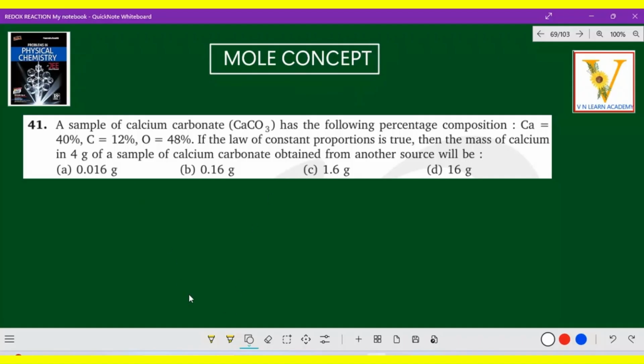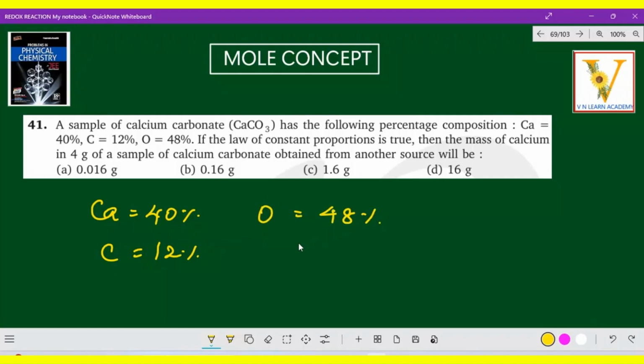The first question here: a sample of calcium carbonate, CaCO3, has the following percentage composition: calcium 40%, carbon 12%, oxygen 48%. If the law of constant proportion is true, then what will be the mass of calcium in 4 gram of a sample of calcium carbonate obtained from another source? Now, let us identify the data given. Calcium is 40%, carbon 12%, and oxygen 48%.